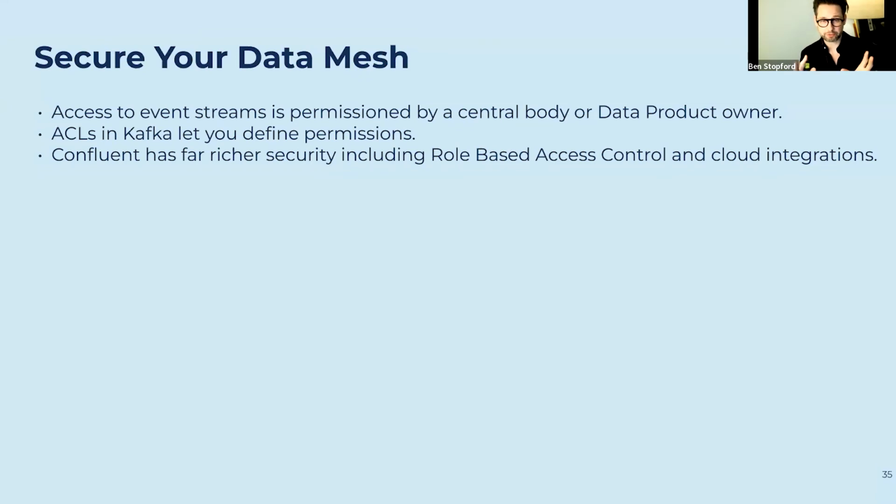So Kafka does this with ACLs, which are functional and allow you to make progress with this problem. Confluent has something that's a bit richer. So you have role-based access control, various different cloud integrations, etc. So you can do much richer and UI-based permissioning.